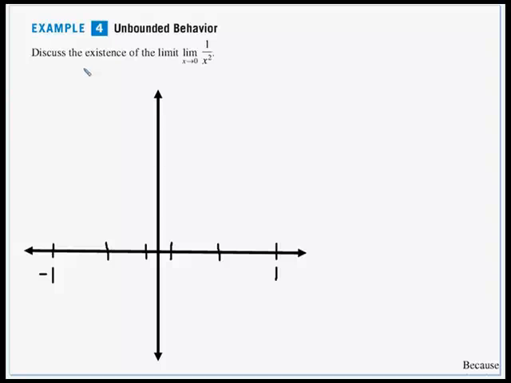In example 4, we're going to do the unbounded behavior. Remember, a limit is a number. It's a number somewhere on the y-axis. Each of these numbers could be the limit. Our limit is 1, our limit is 2, our limit is 3 or 4. A limit has to be a number. So sometimes we might have what they call unbounded behavior.